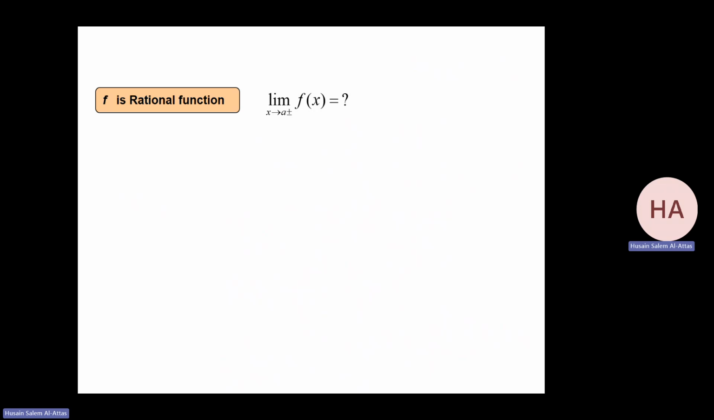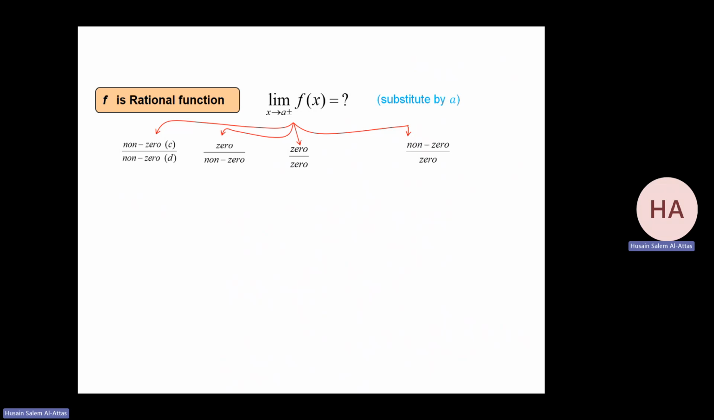Now for the rational function. Let me explain what we shall do if I want to find the limit, from right or left, for the function. If I substitute by A, I have these four possibilities: either a non-zero number over a non-zero, or 0 over a non-zero, or 0 over 0, or non-zero over 0. That's the only possibility we have.